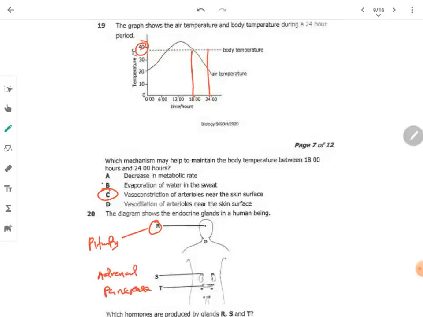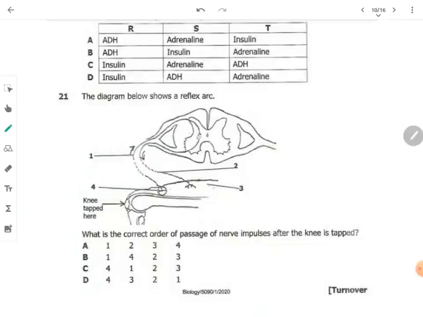So we'll be able now to tell. R is the pituitary gland, S is the adrenal gland, then T is the pancreas. R, being the pituitary gland, produces antidiuretic hormone. S, the adrenal gland, produces adrenaline, of course. Then the pancreas produces insulin and glucagon. So the answer is A.